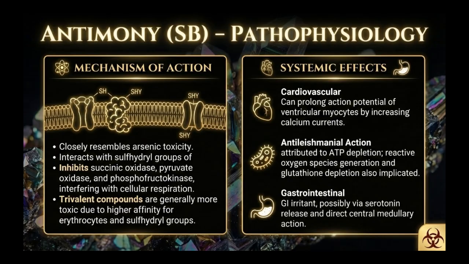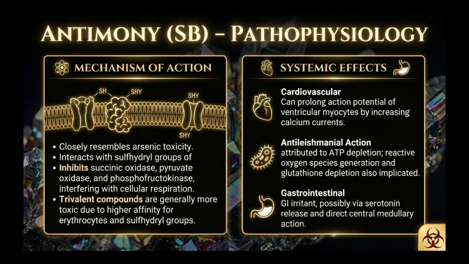Regarding cardiac effects, trivalent antimony can prolong the action potential of ventricular myocytes by increasing calcium currents, a mechanism similar to that observed with arsenic trioxide. On a cellular level, the anti-leishmanial effects of antimony are attributed to the depletion of adenosine triphosphate due to interference with glycolysis and the beta-oxidation of fatty acids in the leishmaniasis-causing organisms. Additionally, the generation of reactive oxygen species and the subsequent depletion of glutathione contribute to apoptosis, which is associated with antimony toxicity. In terms of gastrointestinal effects, antimony salts are irritants to the gastrointestinal tract. Their mechanism of action involves the activation of enterochromaffin cells, leading to the release of serotonin and stimulation of the vomiting center in the brain.